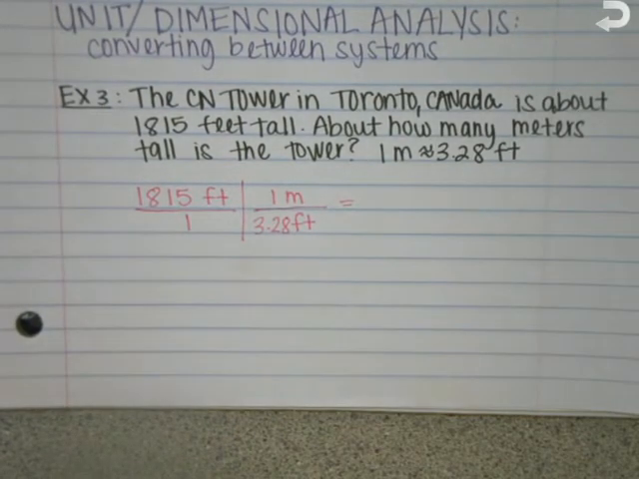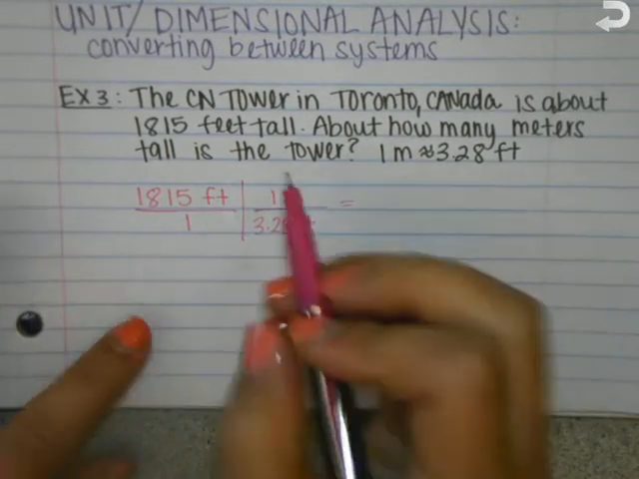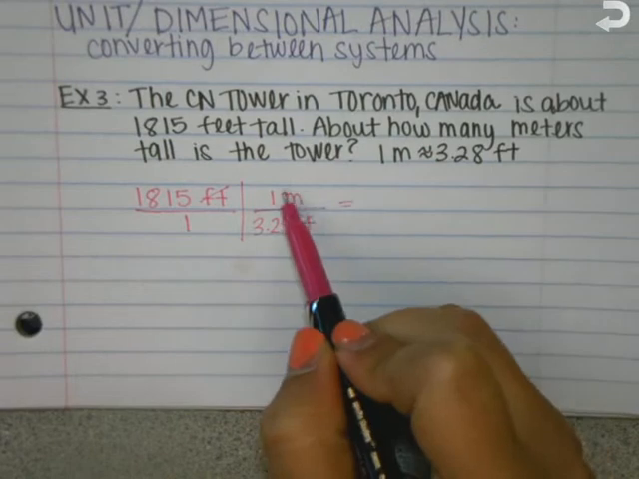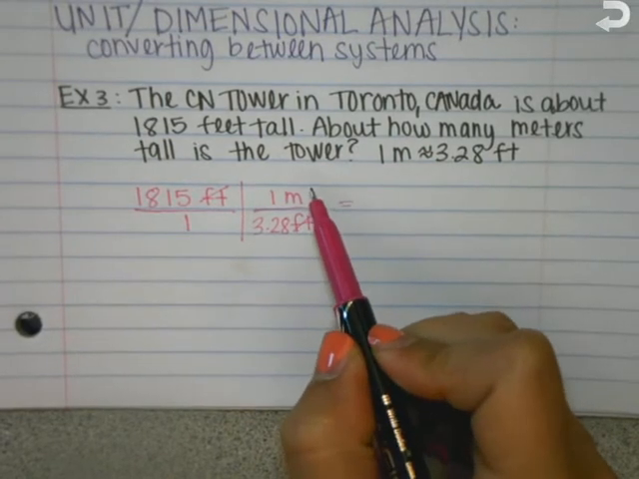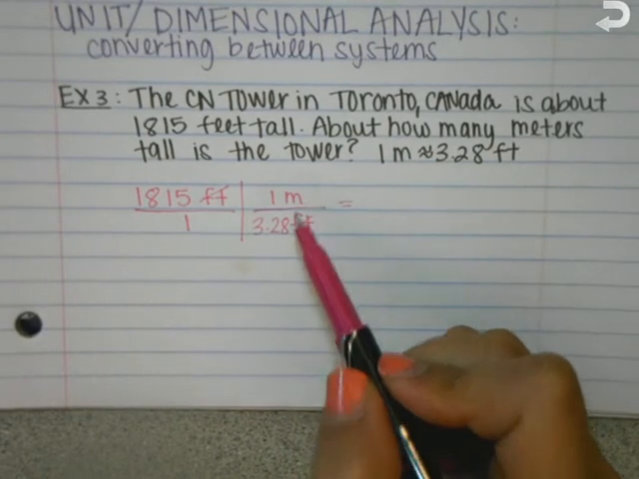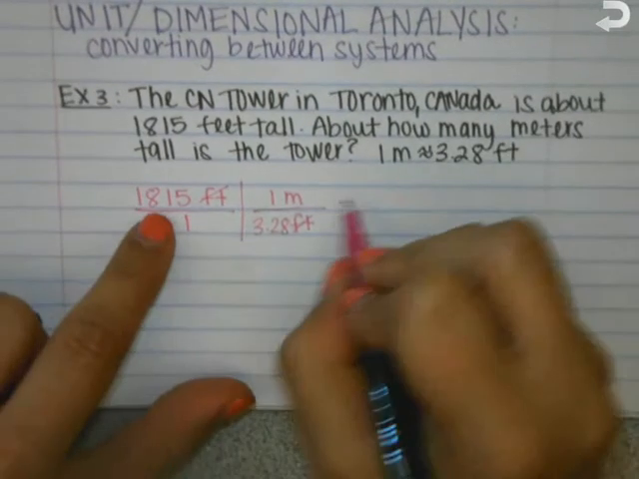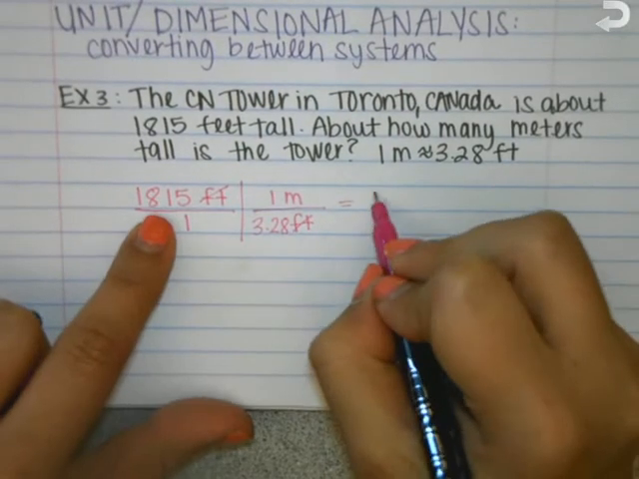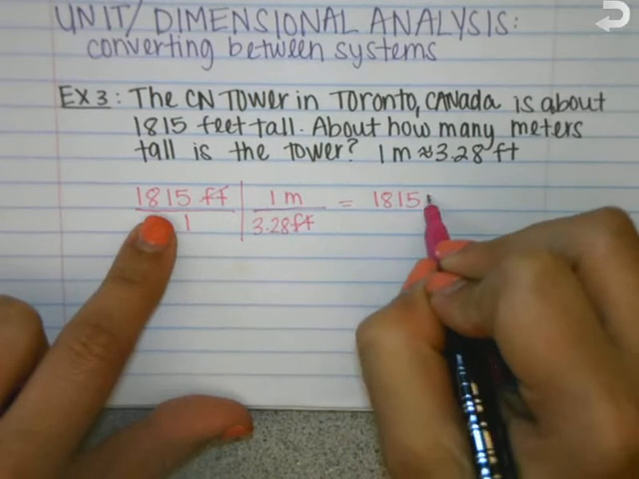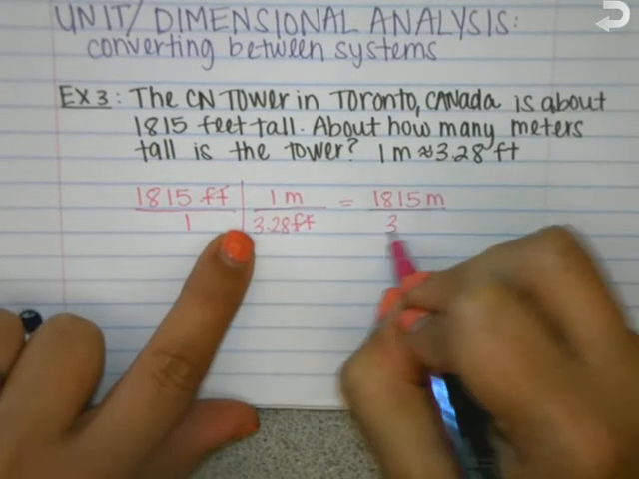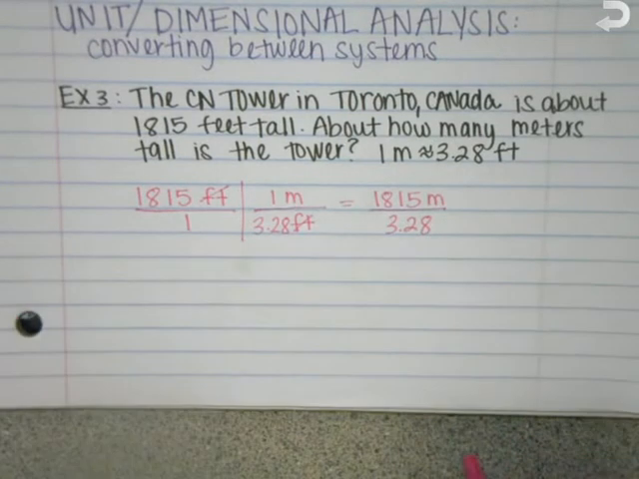I want you to actually show this. Feet reduce out. Did you guys notice that every single time what we are converting to ends up on top? Yeah. Wink, wink, okay? We multiply straight across. So 1815 times 1 gives me 1815 meters over 1 times 3.28, so just 3.28. There are no units because they reduced out.